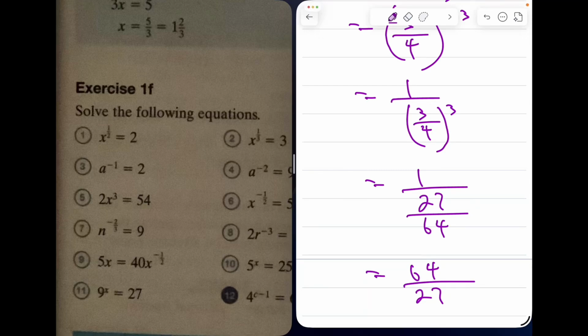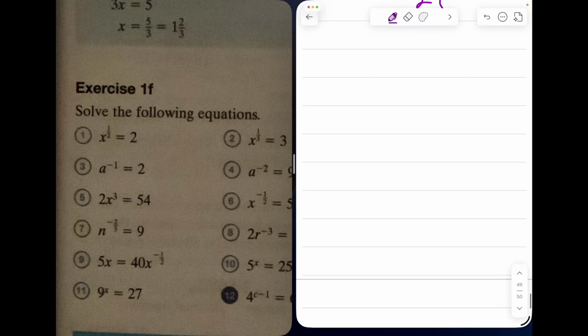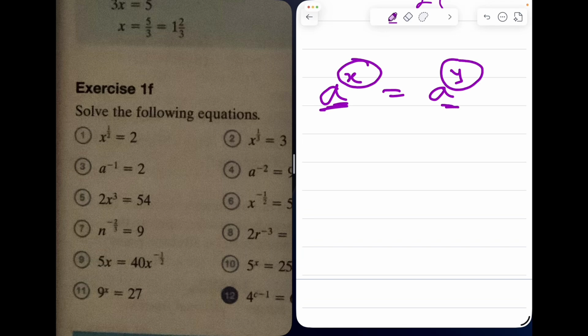Now let's go to exponential equations. Let's see that if I write a raised to power x equals a raised to power y, we will see that the bases are the same. That means we can equate the powers. That means x will be equal to y.